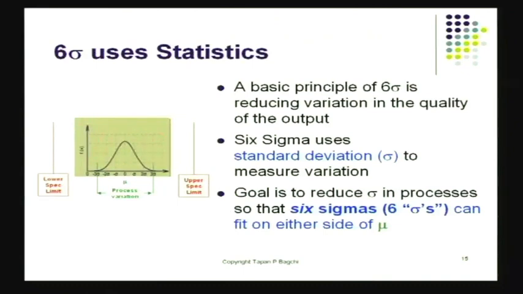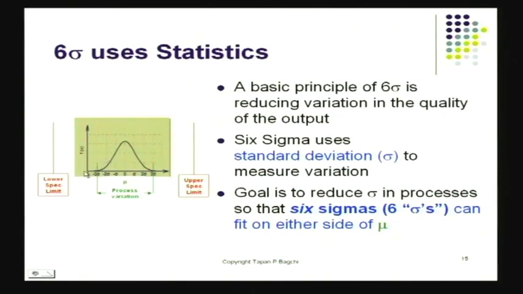How does Six Sigma use statistics? Let me start with a very simple example. If you look at this curve, many of you will recognize this is a normal distribution curve. It has two parameters. One is mu, which is the process average. The other parameter is sigma, which is your standard deviation. So I have my process, and hopefully the process average mu is sitting right on where the target should be.